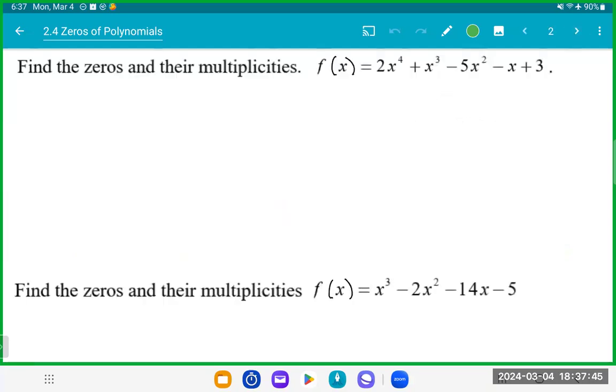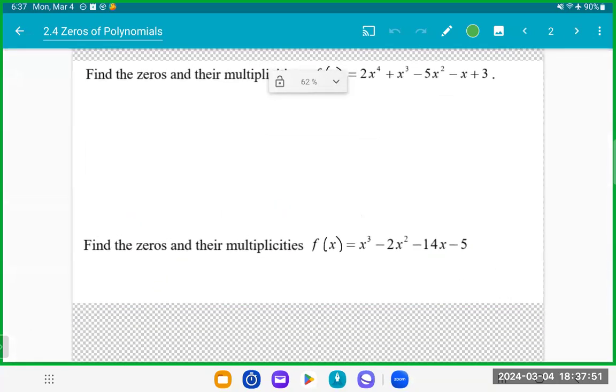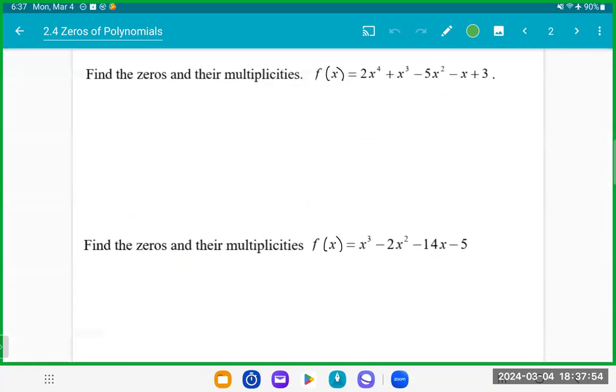Let's look at some more examples to help us get a better grasp on this. Okay, so this top example up here, we have our positive 3 and a 2. So in this case, we want to look at our factors of 3 divided by our factors of 2. Okay, so that is plus or minus 1, plus or minus 3 divided by plus or minus 1, plus or minus 2. So there's a lot less factors here than there were in the previous one.